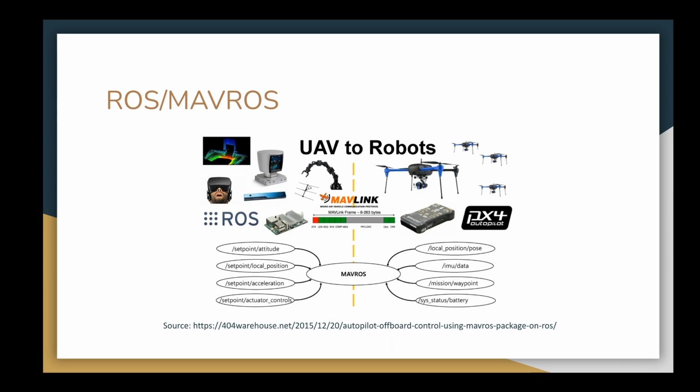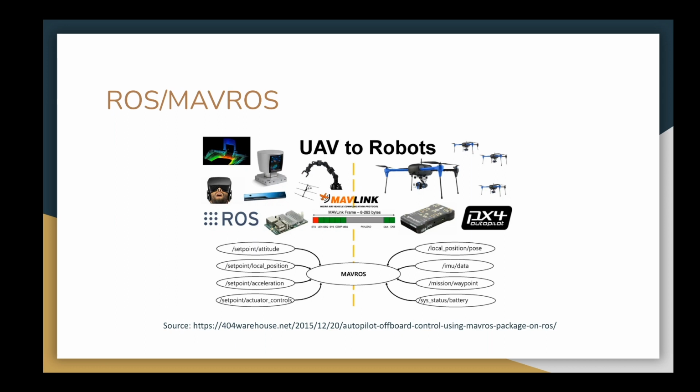Finally, here's ROS and MAVROS. MAVROS has a bunch of different topics and services that allow you as the programmer to call and thus control the drone. This is where everything comes together. As you can see up on the right, it says PX4 Autopilot, and there's a flight controller to the left of that.